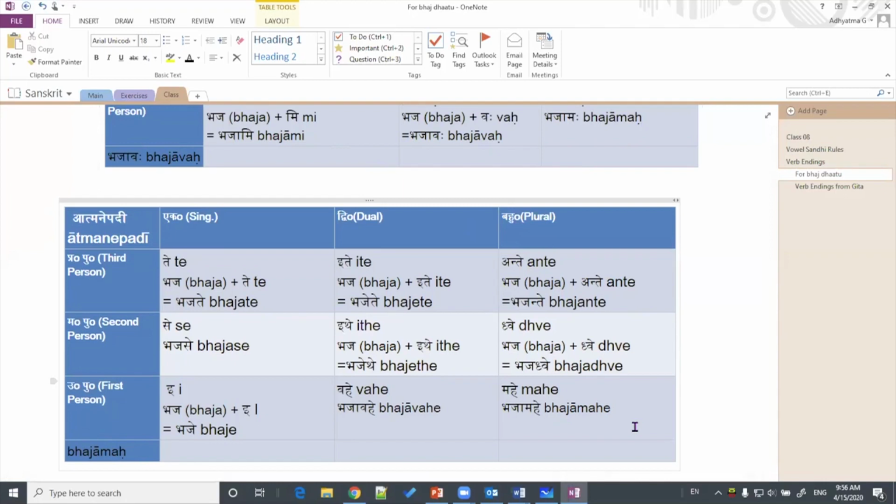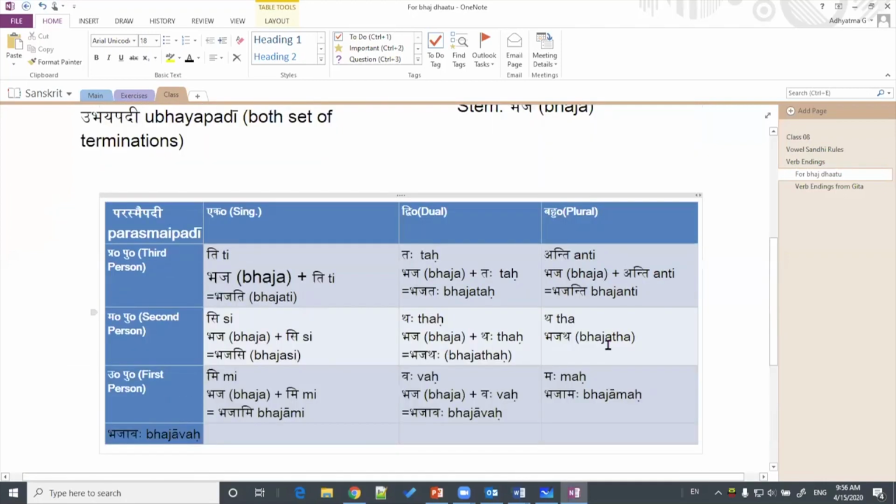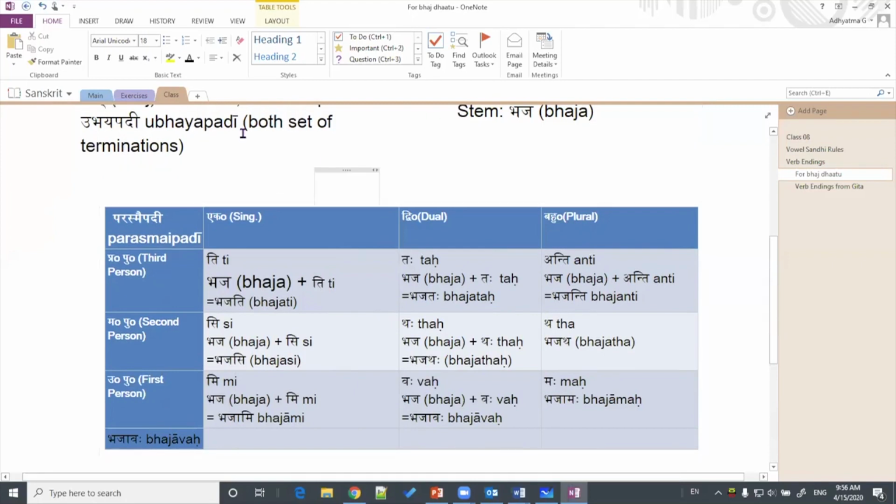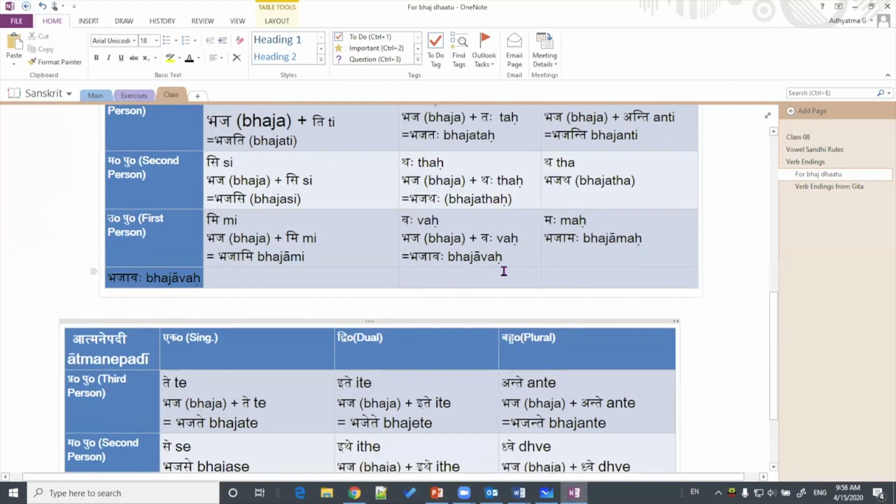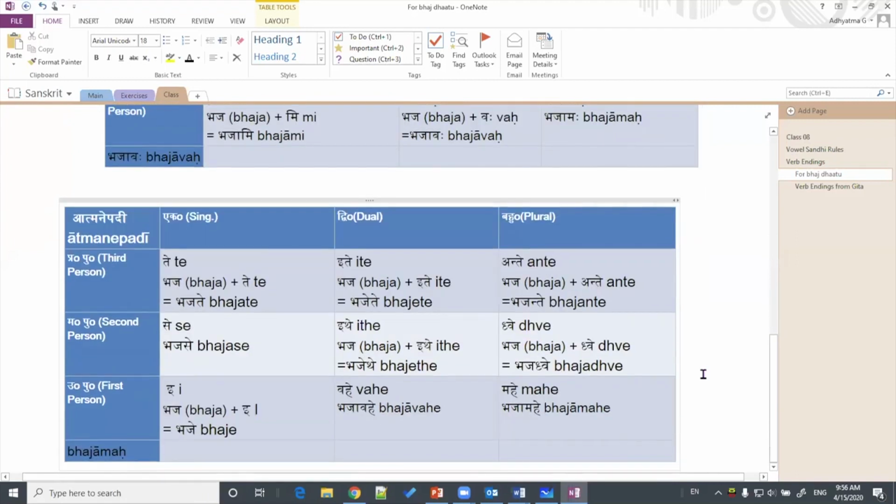Then this only applies when the dhatu is ubhayapadi, meaning it takes both sets of terminations. In that case, it is a choice of the author which one to use, because the distinction of whether it is for others or for oneself is kind of lost.